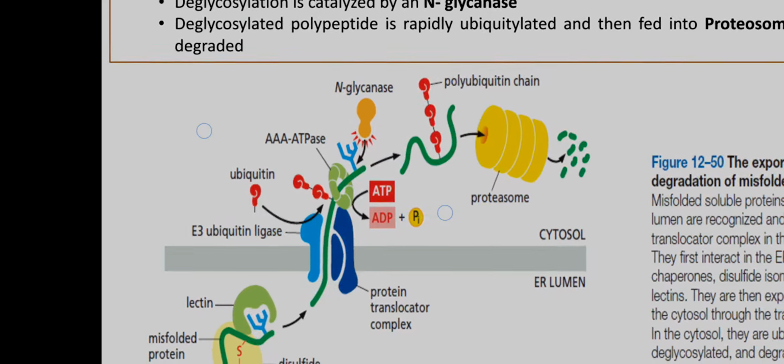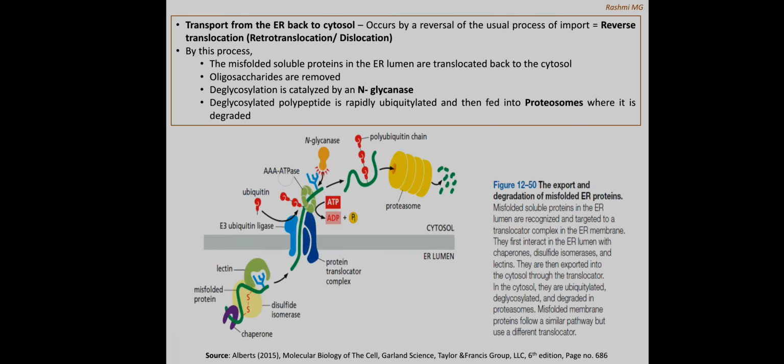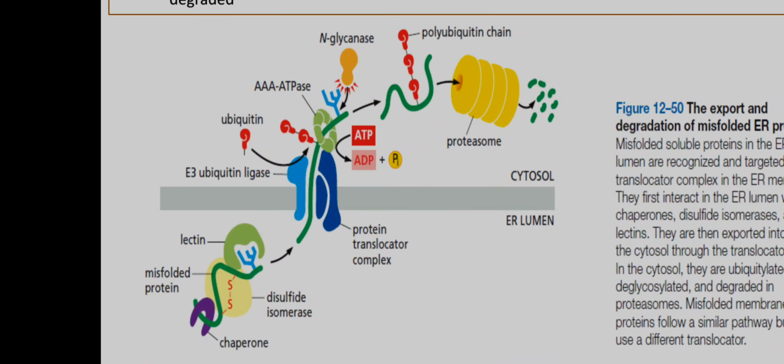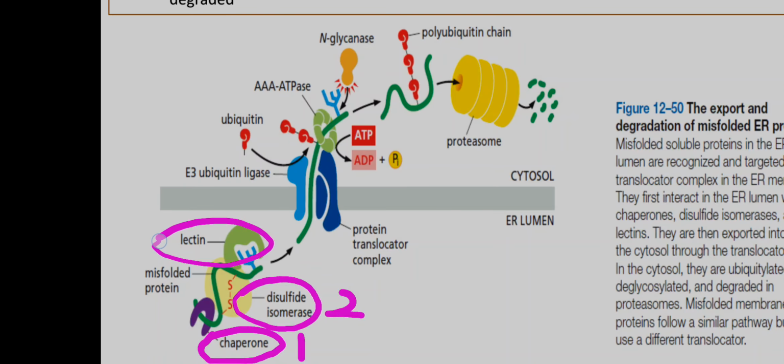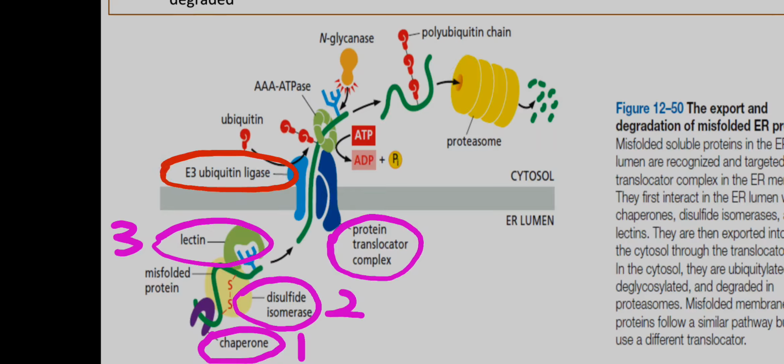The process of transporting proteins back to the cytosol starts with the binding of chaperone to the misfolded protein, then disulfide isomerase will bind, then lectin will bind to the oligosaccharide, then it is targeted to the protein translocator complex, from which the protein gets out of the lumen to the cytosol. After that, ubiquitin ligase will come and bind to the polypeptide chain, where ubiquitin molecules are added to the polypeptide chain.